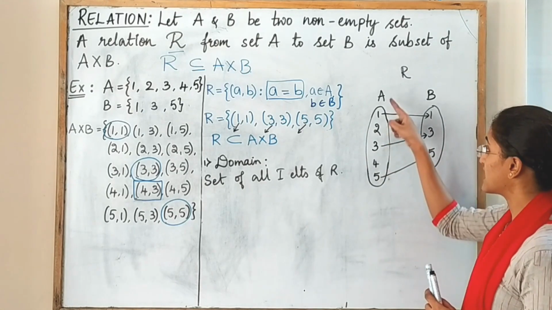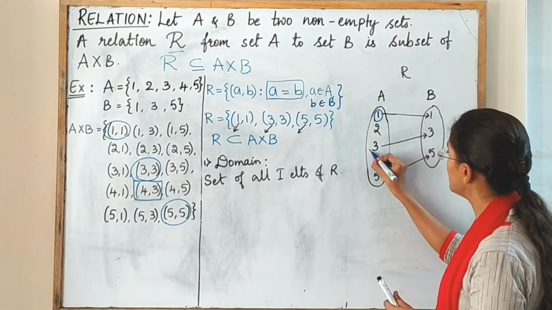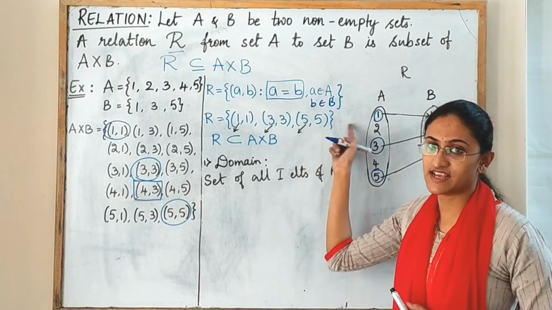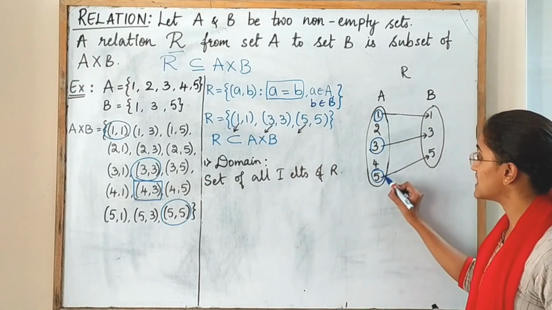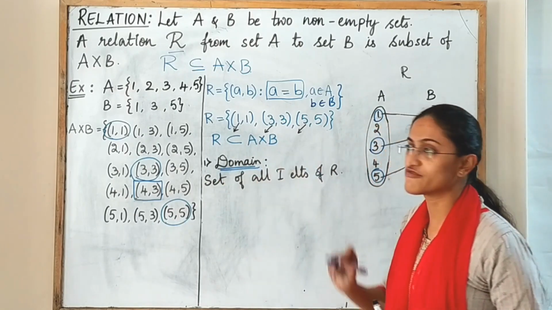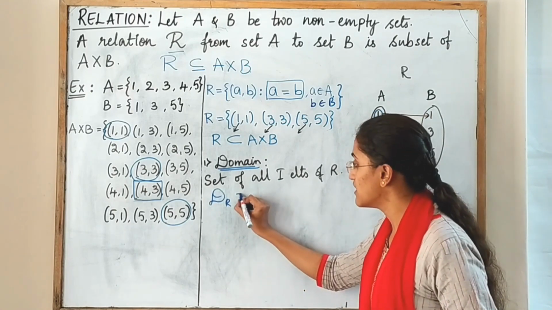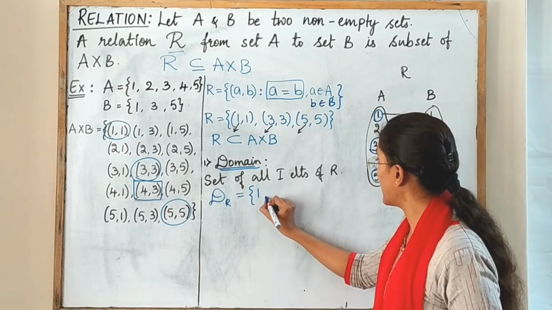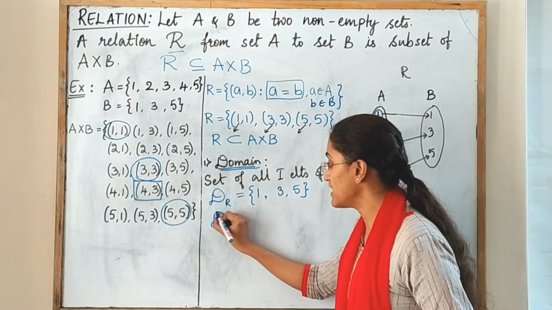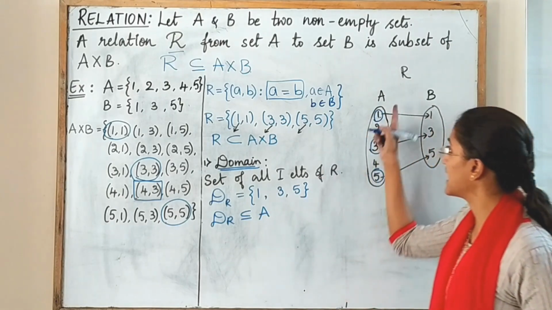You can check that there are 5 elements in the set A, and out of 5 elements only 3 elements are related to the set B and are present in the relation R, and hence the elements which are connected from the set A to set B are called the domain of the relation R and is denoted by D of the relation R, which is the set {1, 3, 5}. Also remember that the domain of every relation R will be a subset of the first set A.